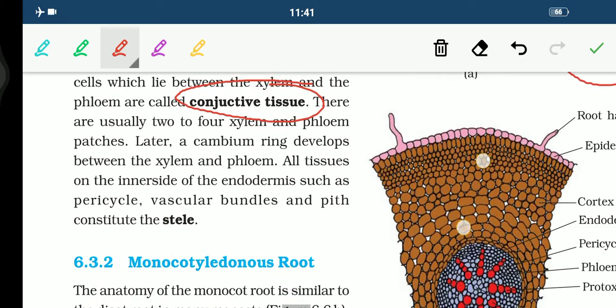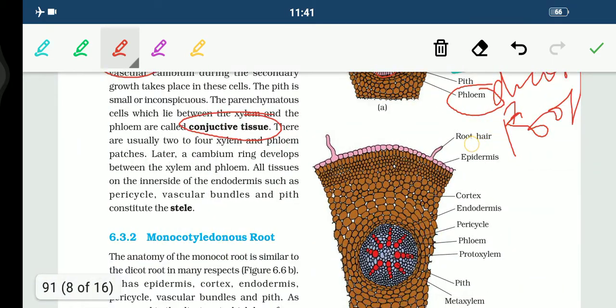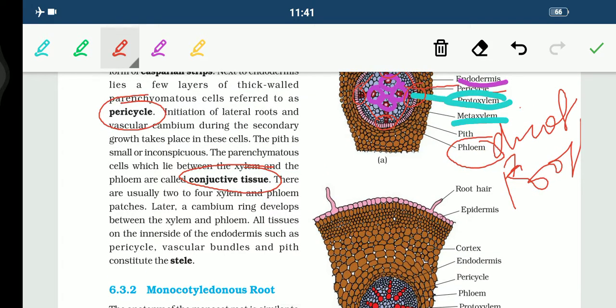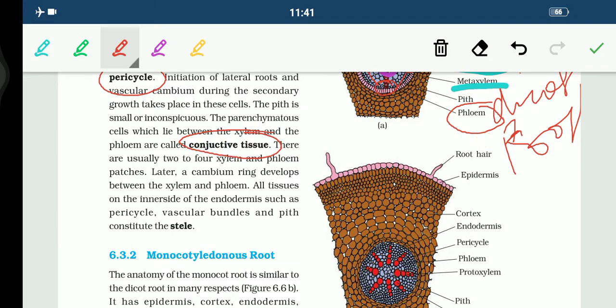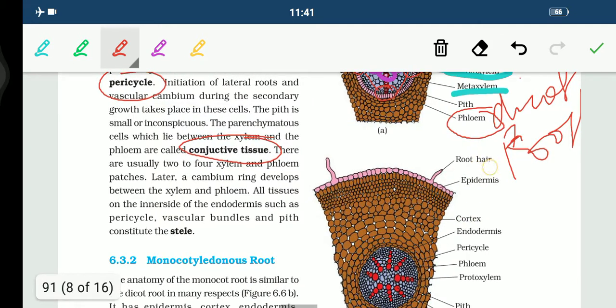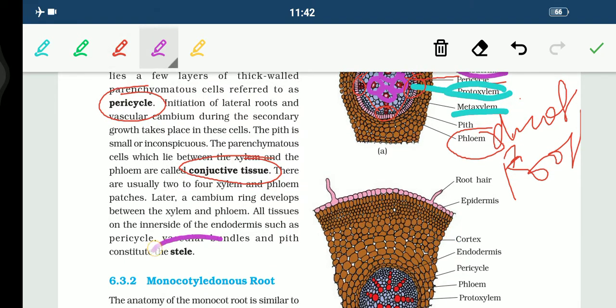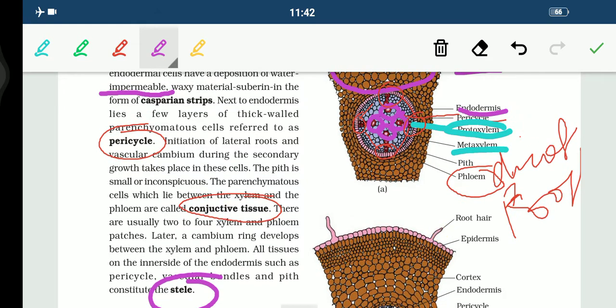Now students, there are usually 2 to 4 xylem and phloem patches. Later a cambium ring develops between the xylem and phloem, and all tissue on the inner side of the endodermis, such as pericycle, vascular bundles and pith, constitute the stele. So this is what we call the stele: the endodermis, pericycle and the vascular bundles. I hope this is clear, students.